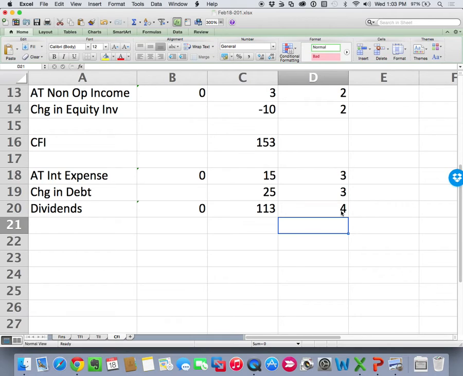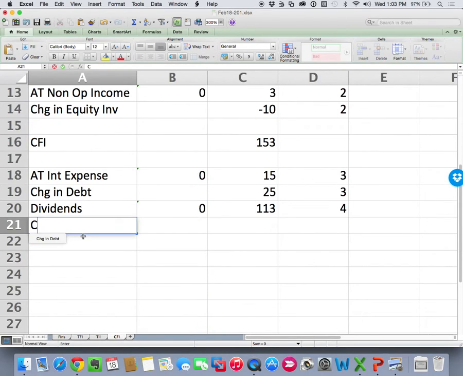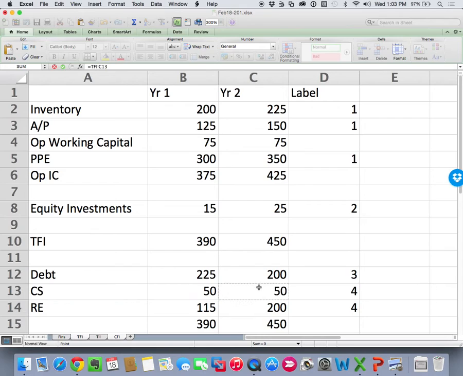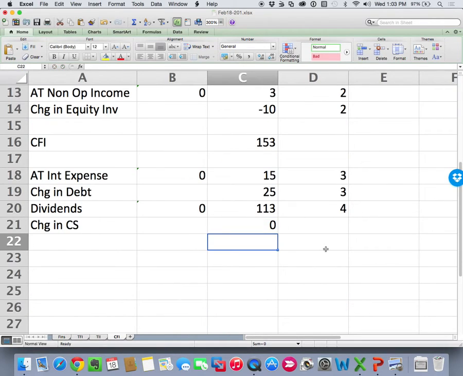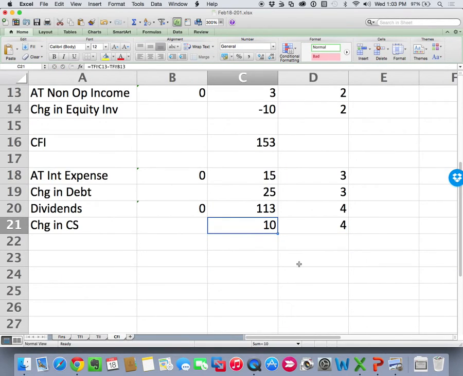Okay. All right. Finishing up, change in the balance sheet. We have two balance sheet items that are fours: common stock and retained earnings. So change in common stock equals 50 minus 50. There was no change. So that one was easy. But let's say there was a change. Let's say the company issued more common stock, went from 50 to 60. On this statement, positive or negative? It would be a negative number.